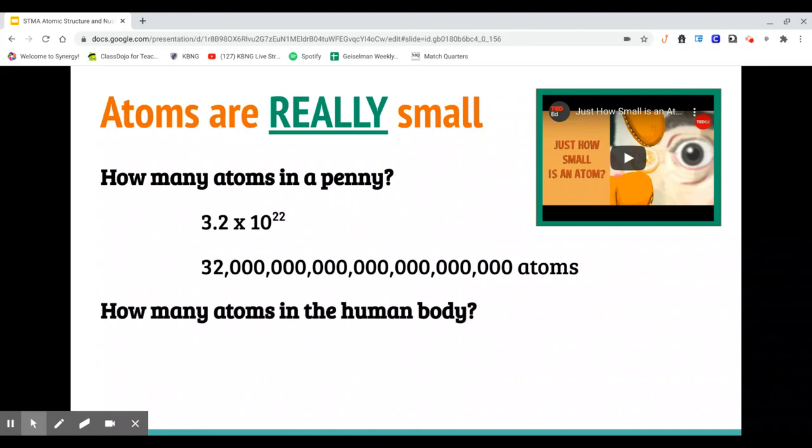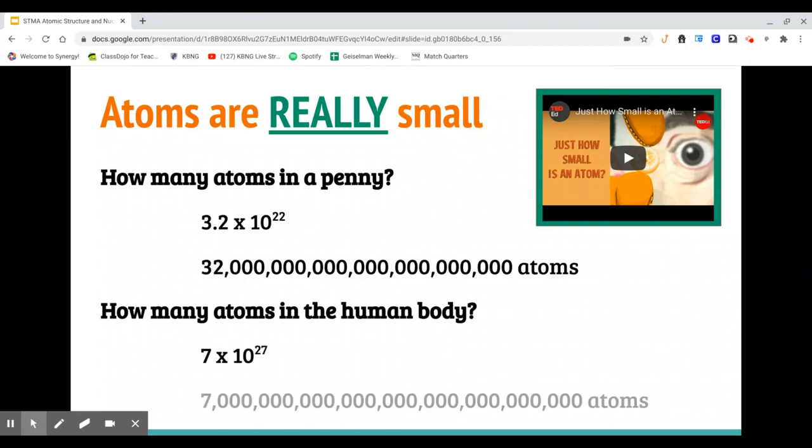Another example, something that we interact with constantly, like a human body, like your own. How many atoms make up a human body? Well, that number is more like 7 times 10 to the 27th, or 7 with 27 zeros after it. It's a ridiculous number. Now, here's a video that you can watch if you want to learn a little bit more or have another visual representation of how small an atom is, because it's hard to tell from all of those zeros how big that number really is.